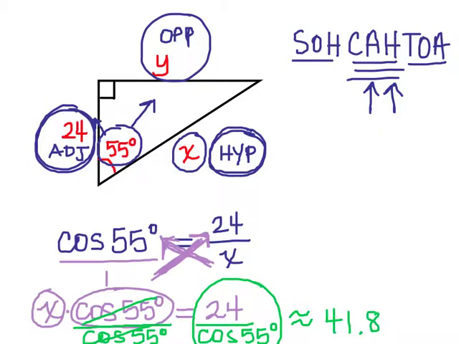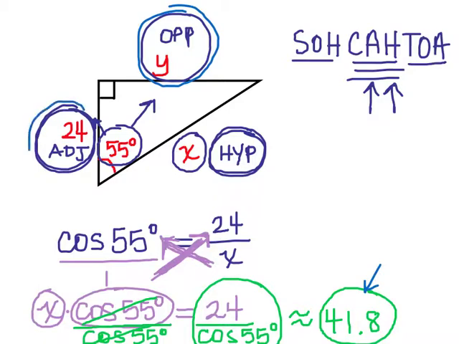So when I divided that on the calculator, I got 41.8, and that could be inches or centimeters or miles or whatever the question calls for. But that is the length of the side that's labeled x. Then for the same problem, we may need to know what length y is for some reason. So we are dealing with opposite, and I tend not to use the one that I just found because it's rounded off. I would still prefer to use the exact 24 that we had to begin with.